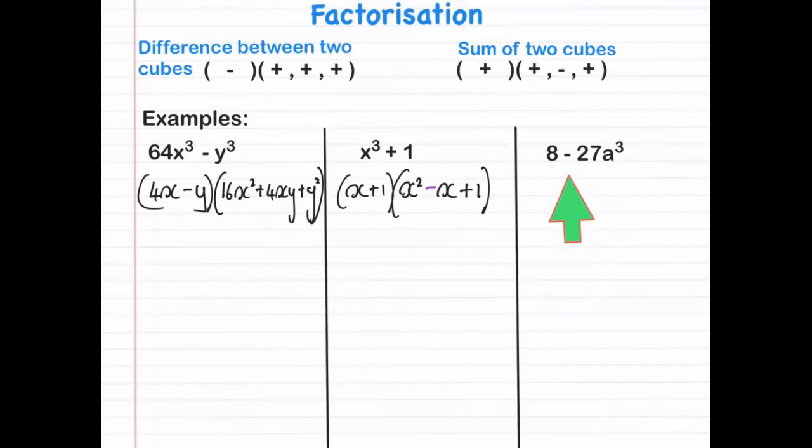Now, the last one is also a difference between two cubes, so this will be 2 minus 3a, and then we have 4 plus 6a plus 9a squared. How did I get there? 2 to the power of 2 is 4. 2 times 3a is 6a, and 3a to the power of 2 is 9a squared, right? And because it's a difference, the minus is here, the rest will just be positive. Wonderful. Now let's go and try some more, and you can practice before I show you what the answers are.